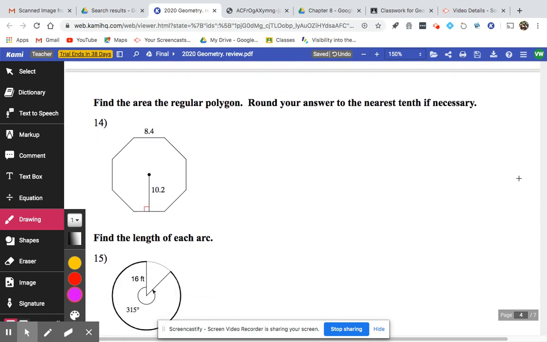Okay, number 14, find the area of the regular polygon. We want to round our answer to the nearest tenth. So the area of a regular polygon is 1/2 AP. A is the apothem, which is the distance between the center of the polygon and the base edge at a 90-degree angle. So that's 10.2 in this case.